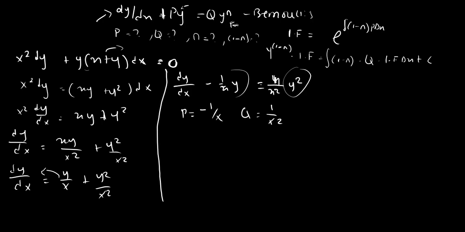Because p does not have y squared. Y raised by n is another thing. So we have n equals 2, then 1 minus n is equal to negative 1, right? So now we're going to apply our formula for integrating factor.